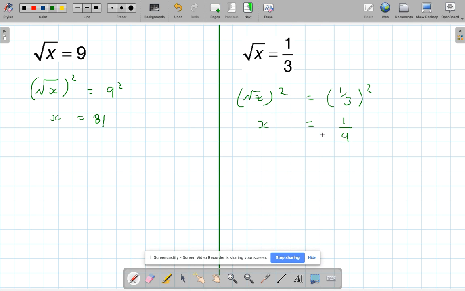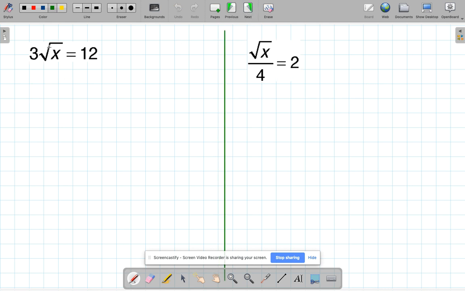And again, we can check it. If you check that on your calculator, the square root of a ninth is a third. So let's build it up a little bit more. And let's start with one like this. So what I'm going to do here is divide both sides by 3. So this is just the algebra here, and I'll just show you the long way around.